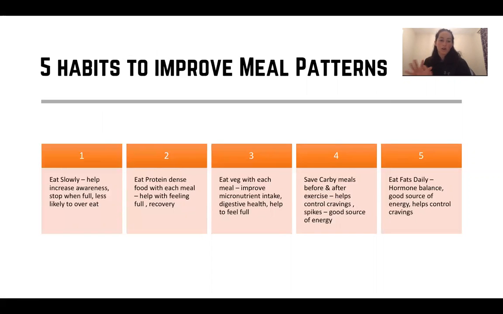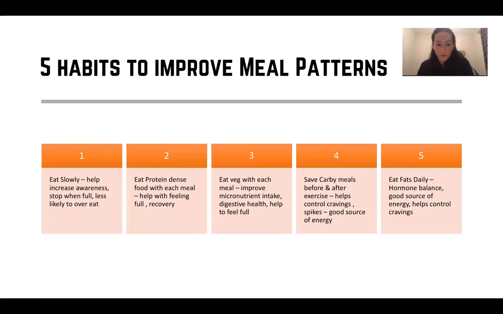There are 5 habits. Write them down. They're really easy to follow. Number 1, eat slowly. It helps increase awareness. You're more likely to stop when you're full and less likely to overeat. Some of you may have heard, chew your food 30 times. That is so you're going through the process of eating it, chewing it, not just wolfing it down.